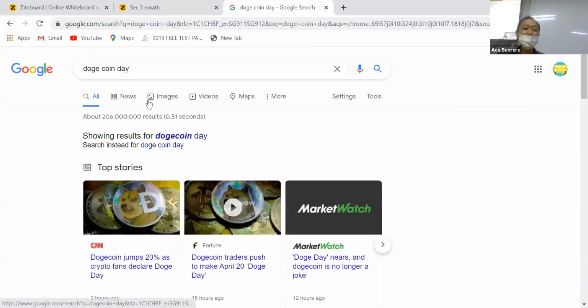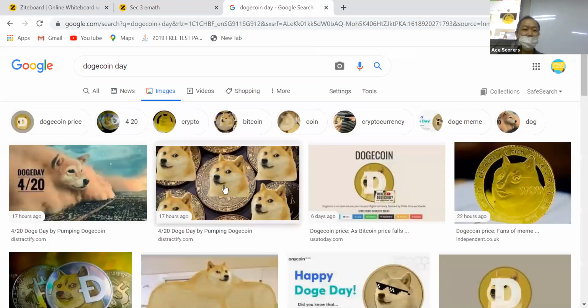Dogecoin Day. You know Dogecoin Day. I don't watch TikTok. You know Dogecoin? It's a joke. In the year 2013, some guy made a joke. He said that you all can anyhow make cryptocurrency, Bitcoin, all this, right? I'm gonna make a stupid dog coin. So he made a dog coin, right? In the year 2013. Then Doge Day, April 30th.